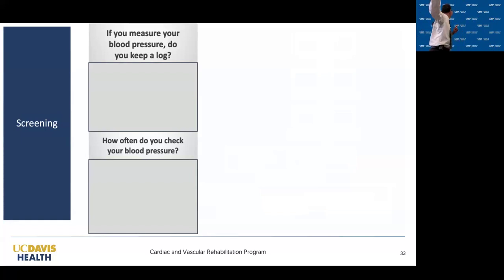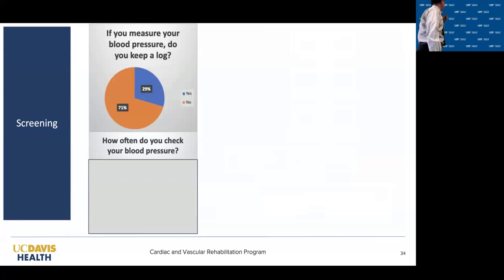So question to you. If you measure your blood pressure, do you keep a log? Well, most of those machines keep logs. That's right. So you have an electronic log. So we ask our population, if you measure your blood pressure, how many of you keep a log?